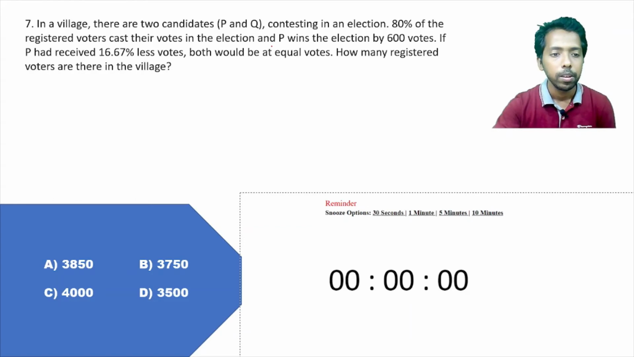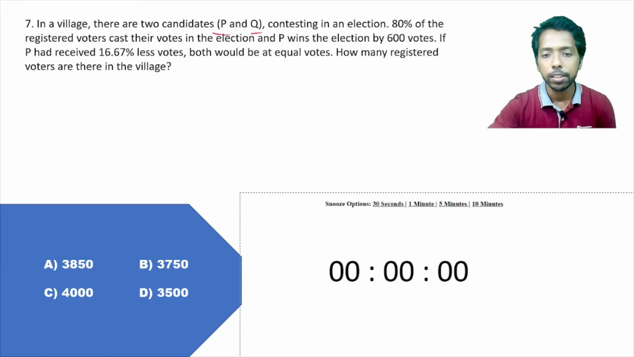Okay. In a village, there are 2 candidates, P and Q, contesting in an election. 80% of the registered voters cast their votes, that is 80% of the total voters. That means if there are a total of 100 voters, 80 voters cast their vote. And P wins the election by 600 votes, right? So P wins the election by 600 votes.